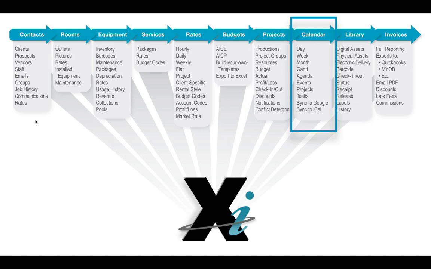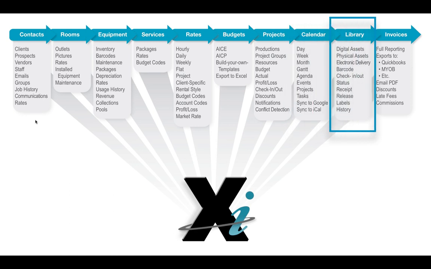And there's also a two-way sync to Google Calendar and iCal. I'm going to show you this calendar a little bit, so stand by. And then, of course, as we're doing all this, we're building content in the library module where we track our digital assets, our physical assets, manage electronic delivery of those assets. Those assets can have barcodes so we can check them in and out, tracking the status, printing out receipts and release forms, labels if people are still doing labels, and also the history of each media asset.